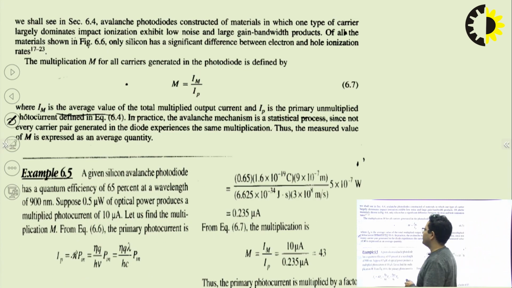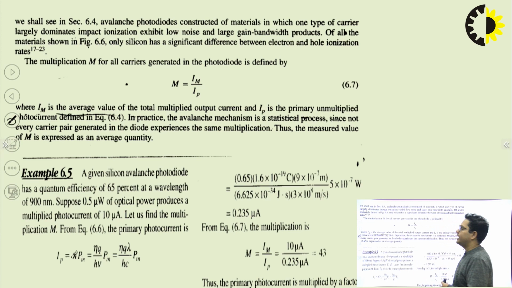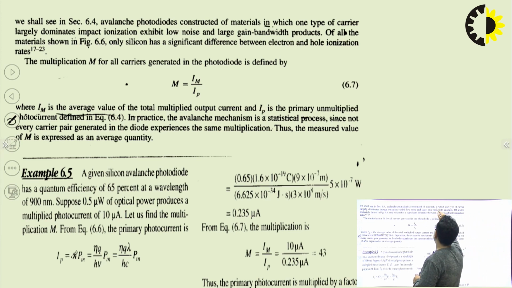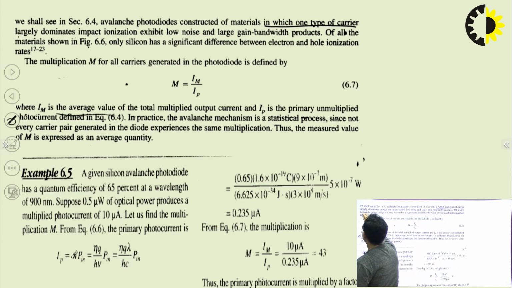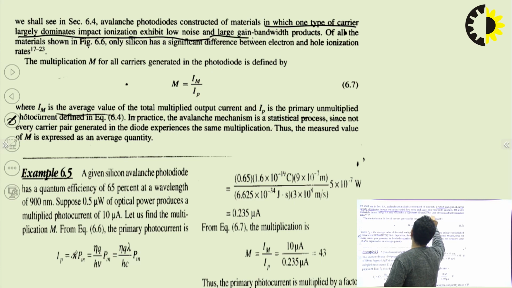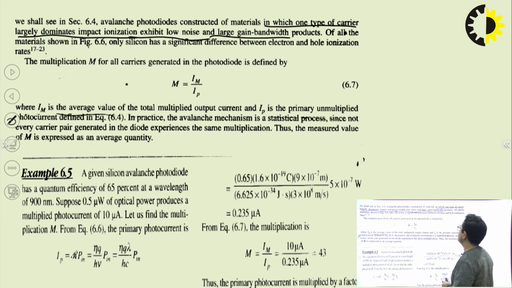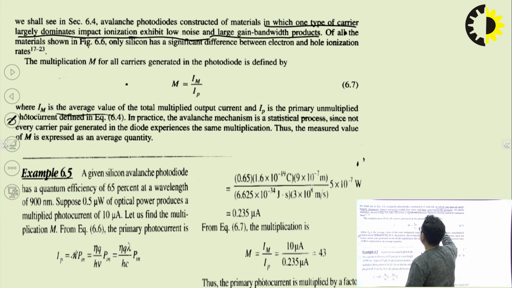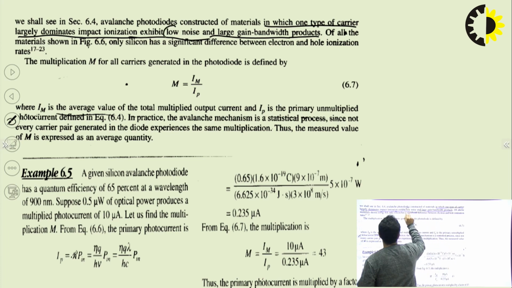Now the next point is that an avalanche photodiode constructed of a material in which one type of carrier largely dominates impact ionization exhibits low noise and a large gain bandwidth product. So this is the main important advantage of the avalanche photodiode.